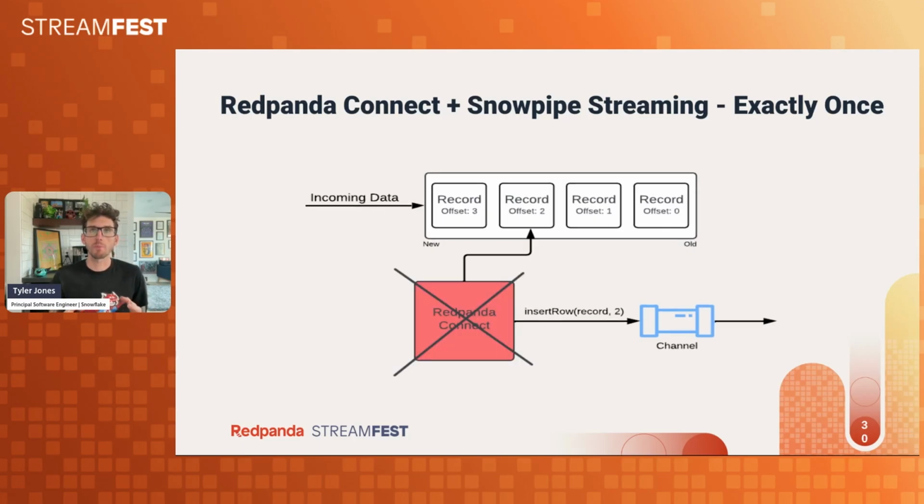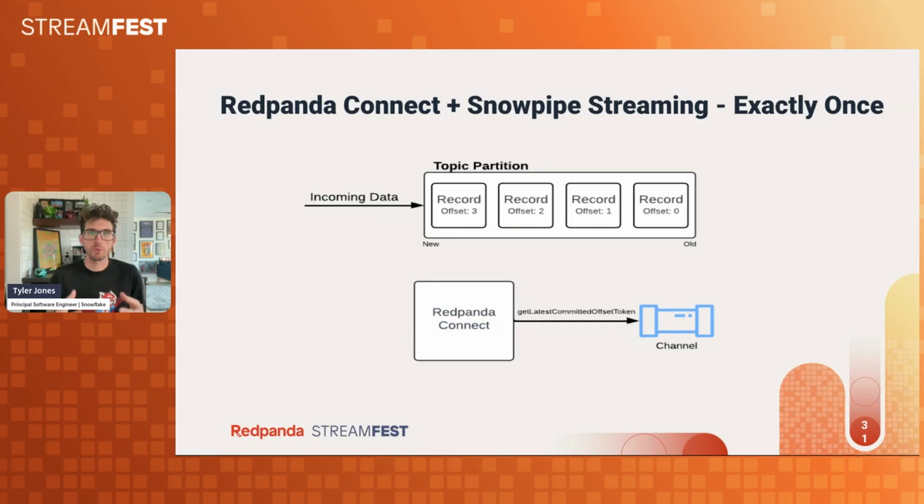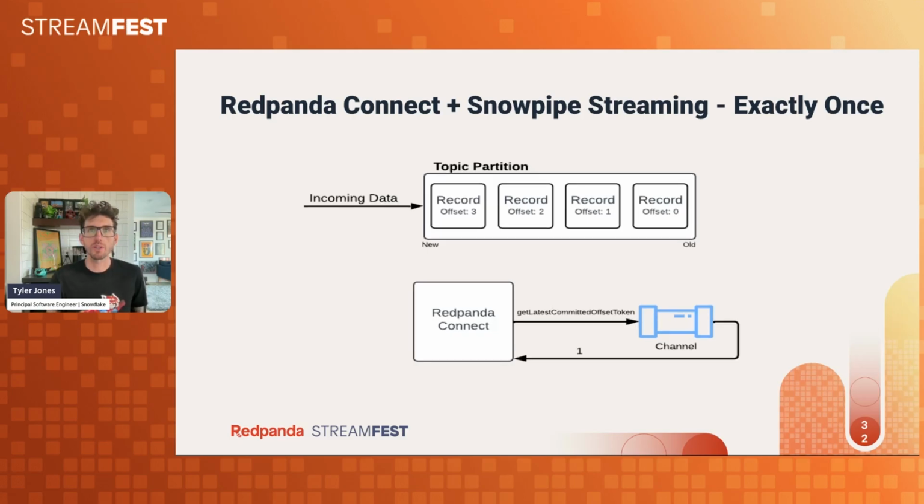But let's say that Redpanda Connect crashes, or there's rebalancing or something like that, right? And it may have been in the process of sending the record corresponding to the second offset. At this point, Redpanda Connect needs to reconcile what was sent and what was persisted to reason about where it needs to reposition itself so that it doesn't send data twice. So what will happen is that it will reopen the channel, and it will say, give me the latest committed offset token for that channel. And Snowflake will return the offset of 1. That was the latest persisted offset corresponding to the data that it sent in the past.